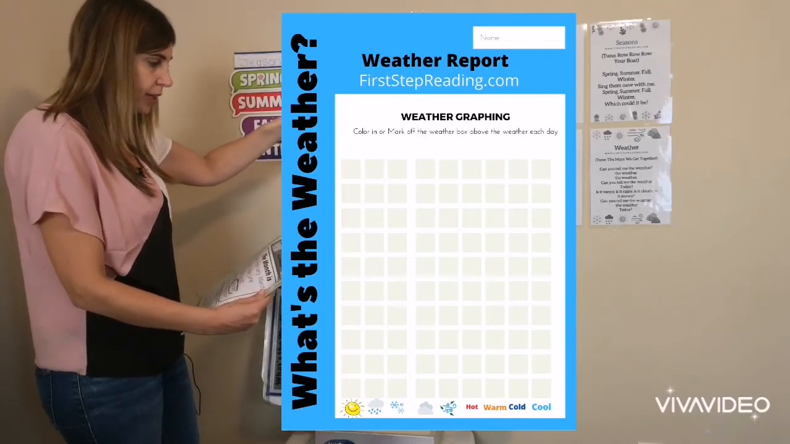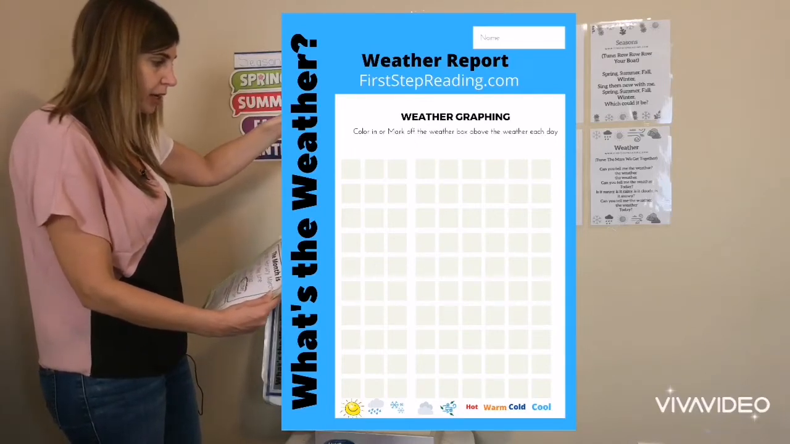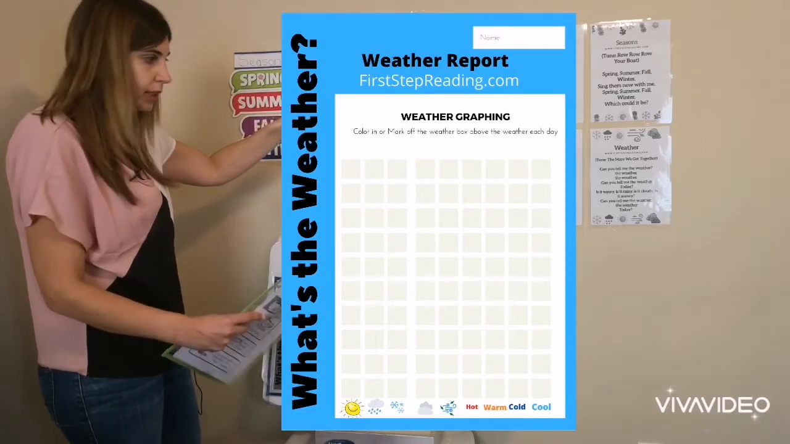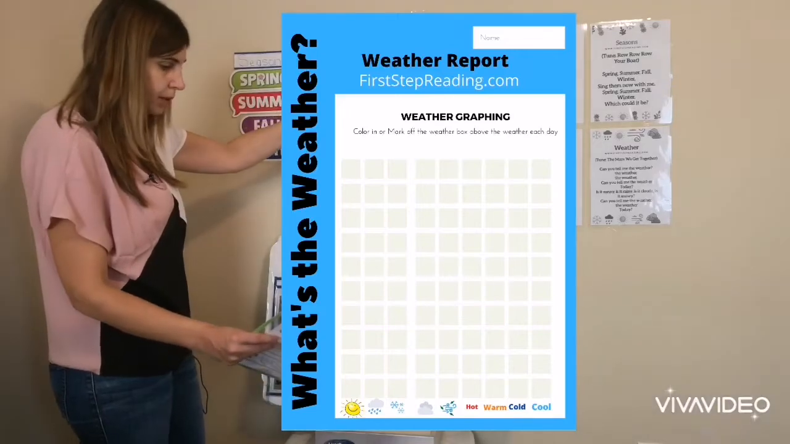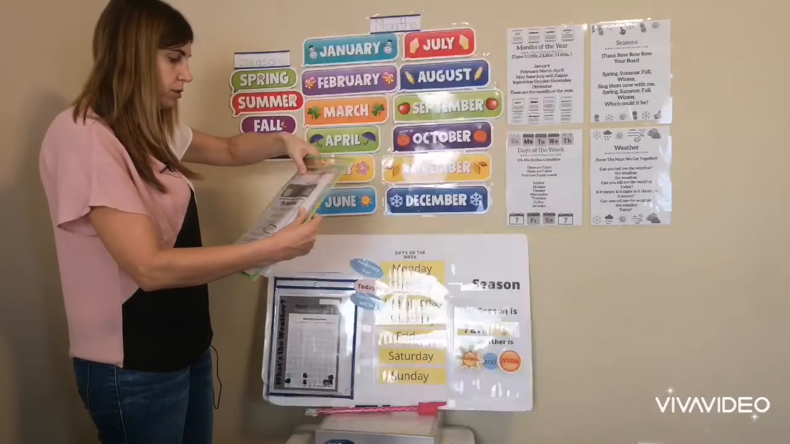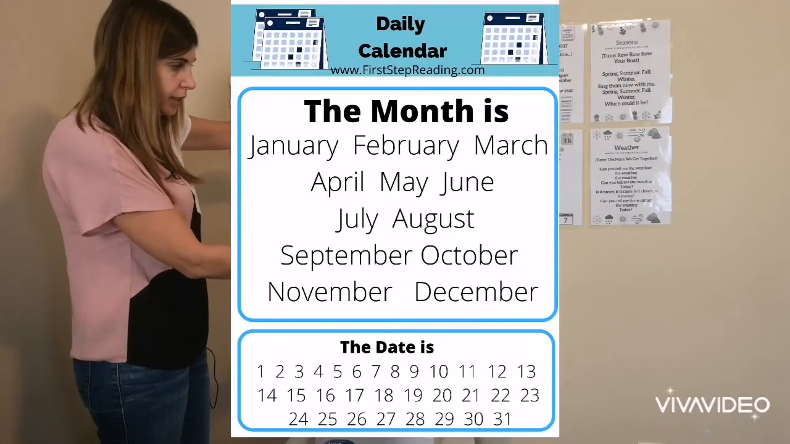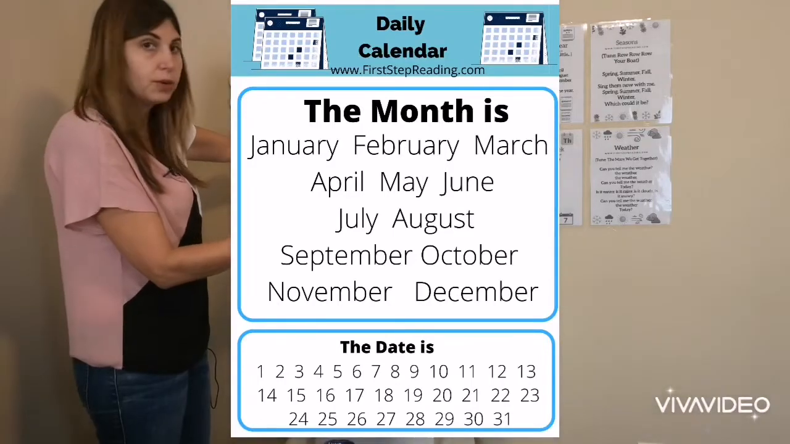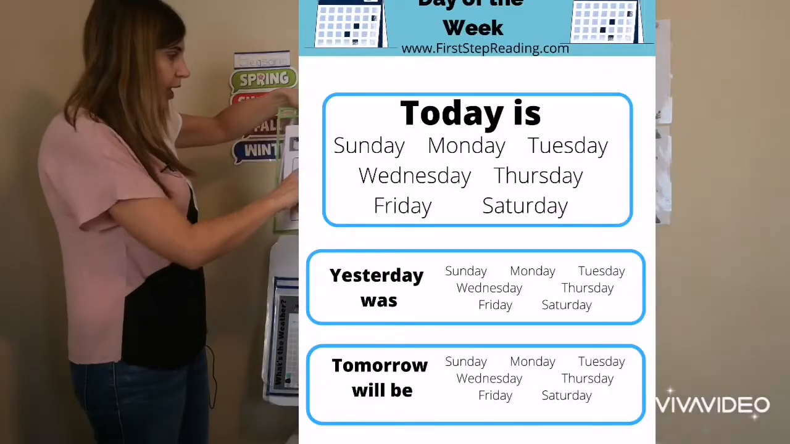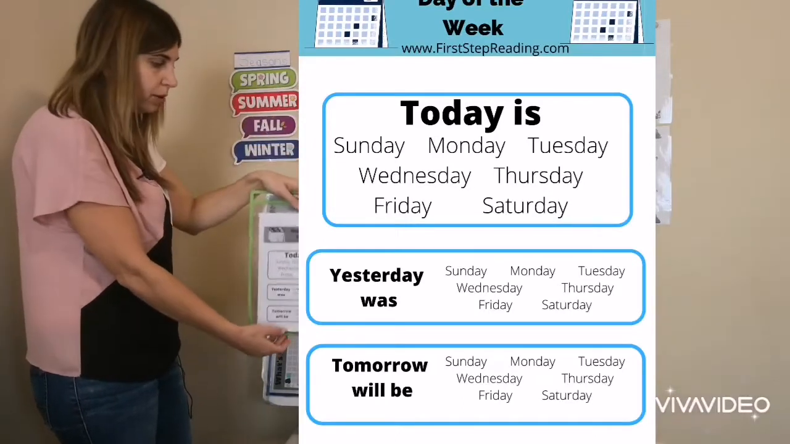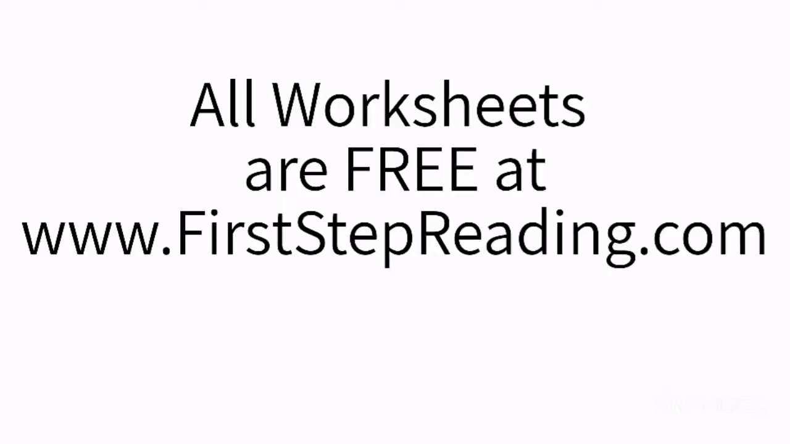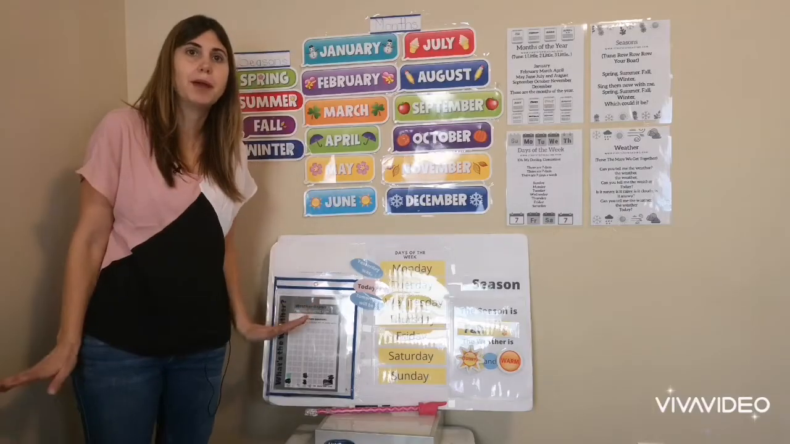You can see if you have mostly sunny, rainy, snowy, cloudy, or windy days, and also hot, warm, cold, or cool. You can also do your month and your date that you're watching this video, and your days of the week, and what day it was yesterday, and what day it will be tomorrow. So all the worksheets I show you, you can print for free at firststepreading.com. So now we're going to move on to math.